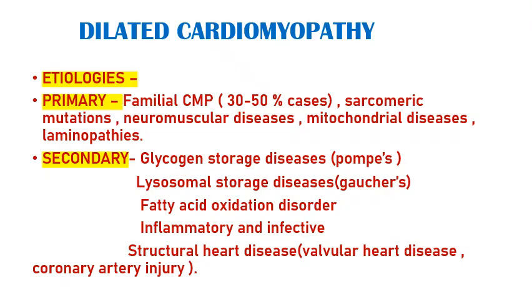Dilated cardiomyopathy can be primary, that is familial CMP, sarcomeric mutations, neuromuscular diseases, mitochondrial diseases, or laminopathies. It can be secondary due to glycogen storage disease, lysosomal storage disease, fatty acid oxidation disorder, inflammatory and infective causes. Or it can be due to structural heart diseases like valvular heart disease or coronary artery injury.